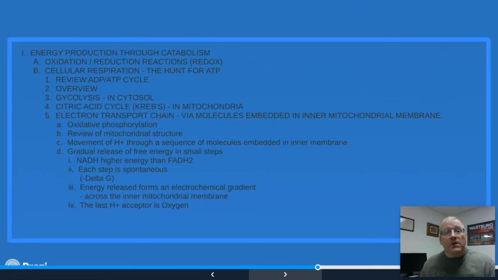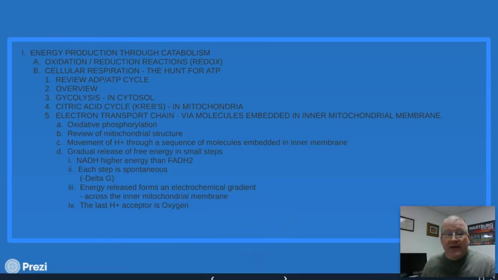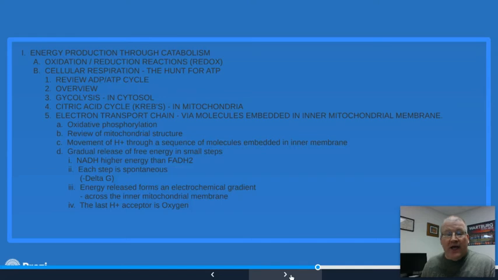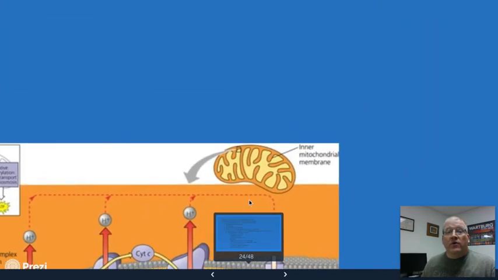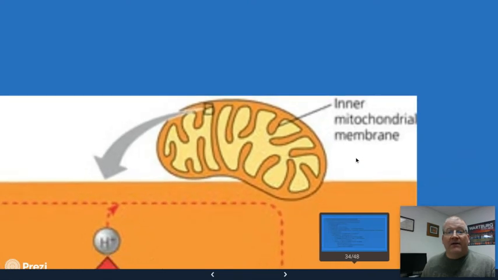So the energy released here is going to form an electrochemical gradient, a gradient just like having a great deal of any particular chemical in one spot. The glucose that originally diffused into our cell had a gradient of high outside the cell, low inside the cell. Now we're going to have an electrochemical gradient, a gradient of ions, and that's going to happen across the inner mitochondrial membrane.